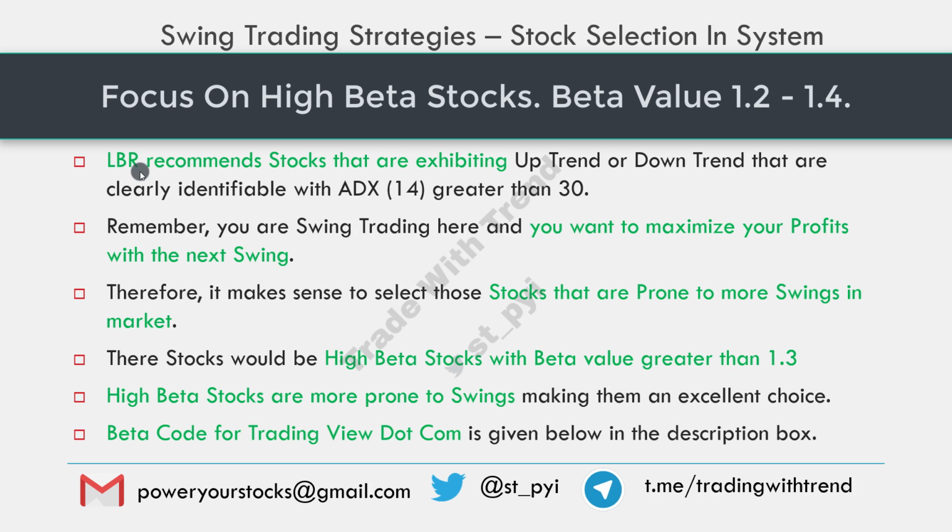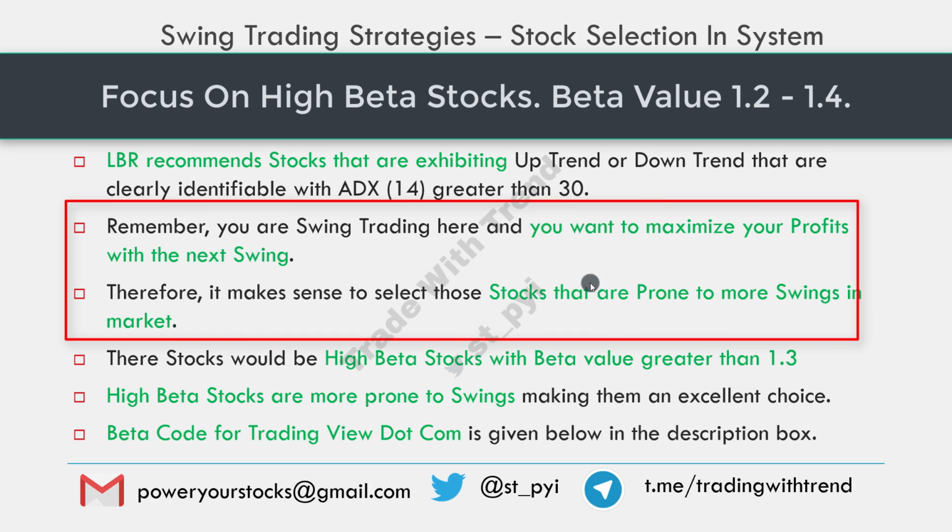Now this is the core selection criteria for this particular trading strategy. Remember one thing: you are swing trading here, and you want to maximize your profits with the next swing in the market. Therefore, I think it makes sense to select stocks that are more prone to swings in the market, and in my opinion, these would be high beta stocks with beta value greater than 1.3. High beta stocks are more prone to swings, making them an excellent choice for any swing trading strategy.